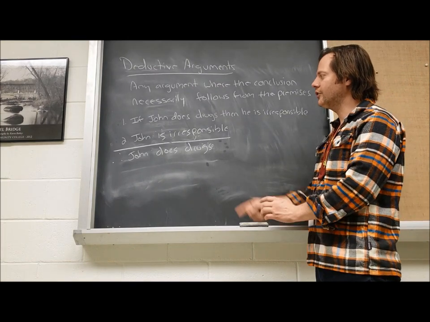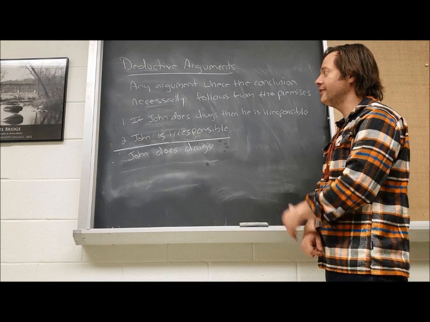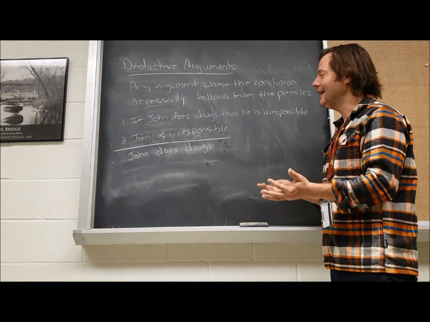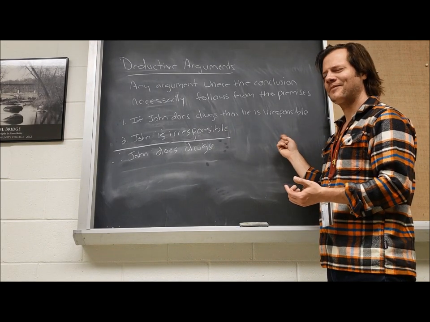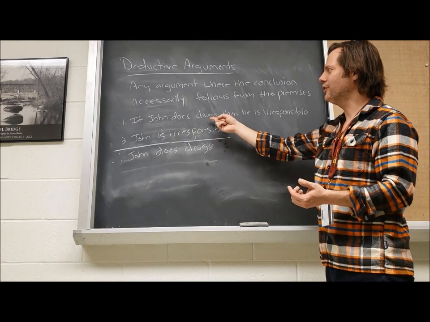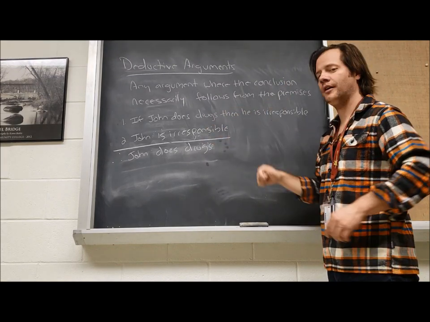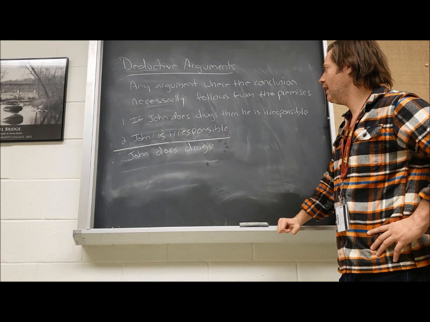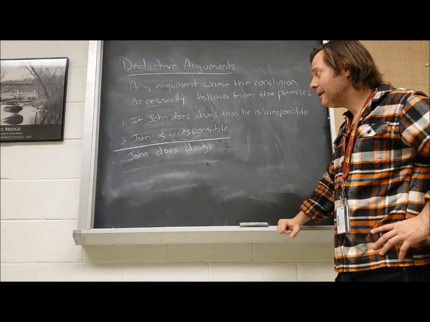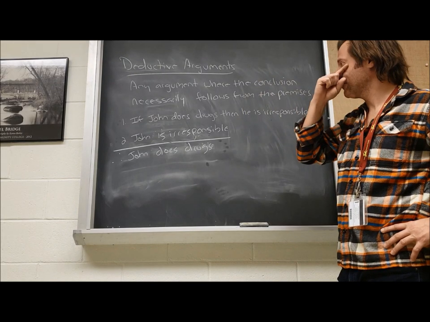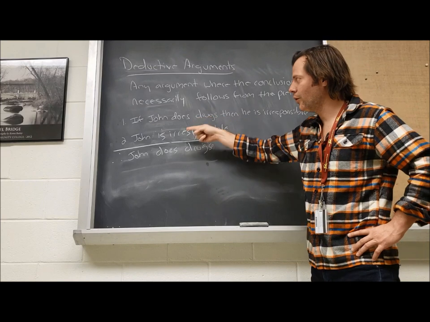But as we see, the conclusion does not necessarily follow from these premises. All the first premise says is, if John does drugs, then he's irresponsible. It doesn't say anything about if he's irresponsible that he'll do drugs. So think about this. You can do drugs and be guaranteed to be irresponsible, but could you be irresponsible for something other than drugs? Maybe you drive while texting. That would be irresponsible too, and has nothing to do with drugs. So just because you're irresponsible does not mean you're doing drugs, according to what's said here.